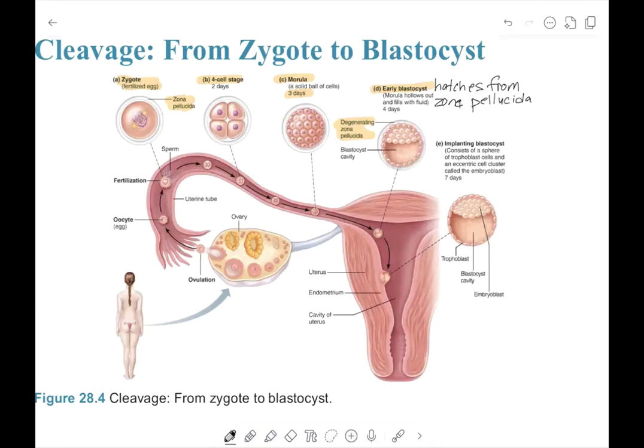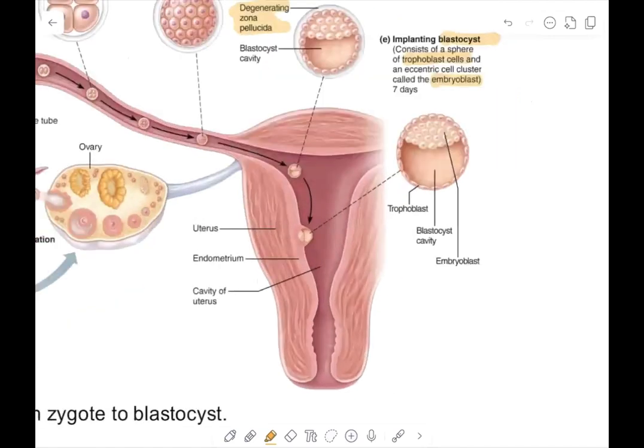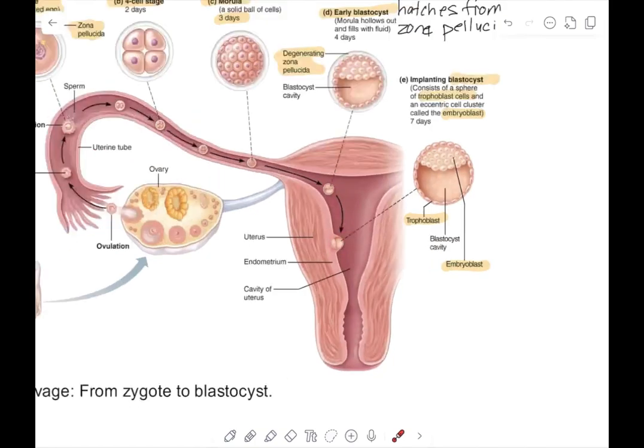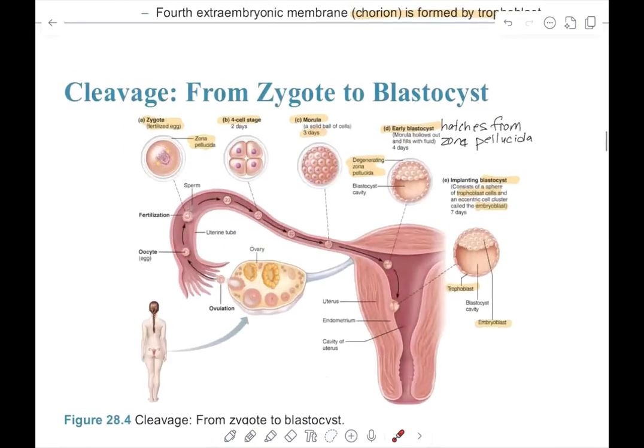Now the blastocyst is ready for implantation. So it has these trophoblast cells and the inner embryoblast cells that we looked at on the previous slide. The outer one's going to be the trophoblast cells. The embryoblast will be the inner cells. And what's going to happen is this blastocyst is going to continue to float a couple days in the uterus and eventually try to find a region of the endometrium to implant in.